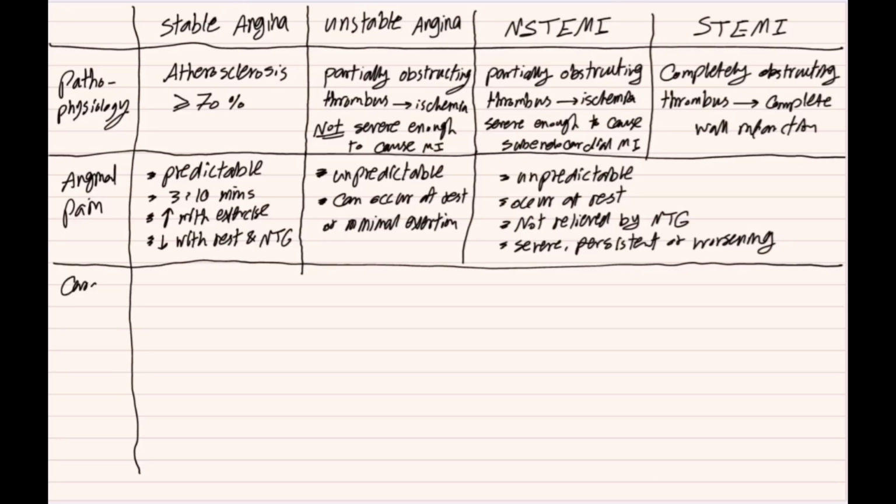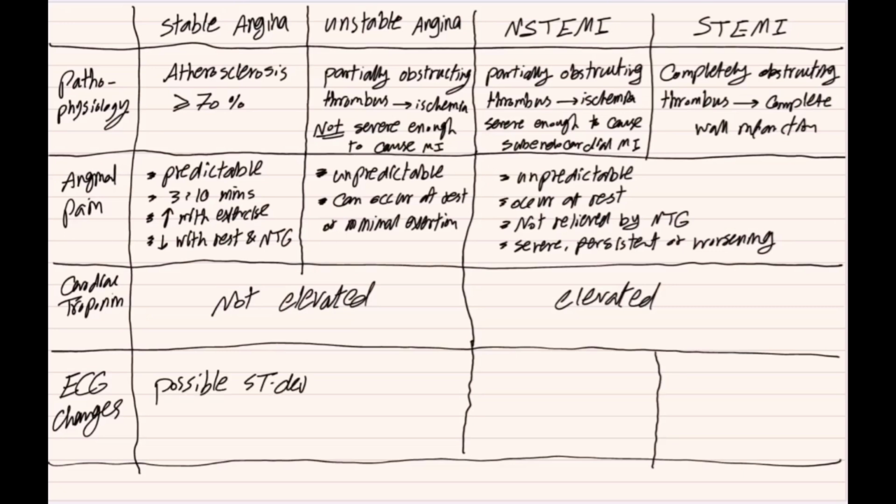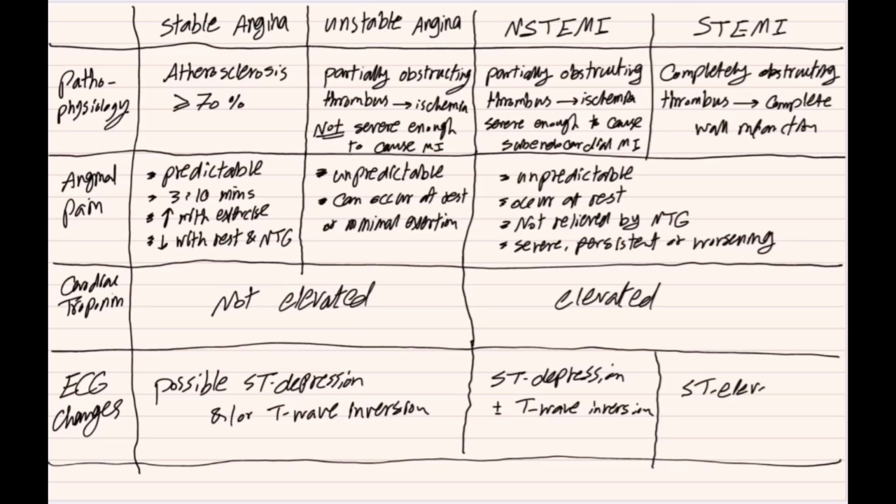Cardiac troponin, of course, in angina, whether it's stable or unstable, is not elevated, whereas in myocardial infarction, whether non-STEMI or STEMI, it's elevated. EKG changes, as we said, possible ST depression and or T-wave inversion. In non-STEMI, ST depression and or T-wave inversion happens. In STEMI, ST elevation happens or new left bundle branch block. And we're gonna talk about this later.